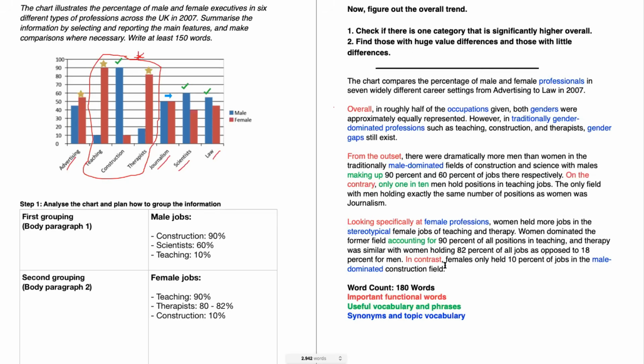In contrast, which is great, similar to on the contrary, females only held 10% of jobs in the male-dominated construction field, which we saw here in our overview. So note how the overview and the 2 groupings really helped us write this. Again, when it comes to task achievement, we were able to fit everything in with a minimum of 150 words. It's very cohesive and coherent thanks to our outline. Everything is very clear. And these color-coded words show the lexical resource and the grammatical range.